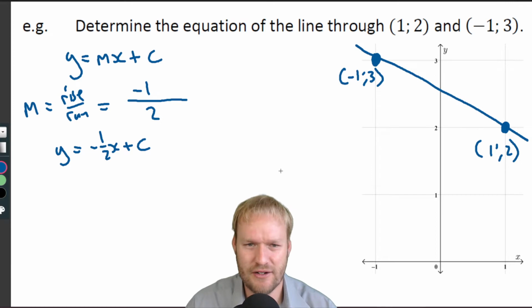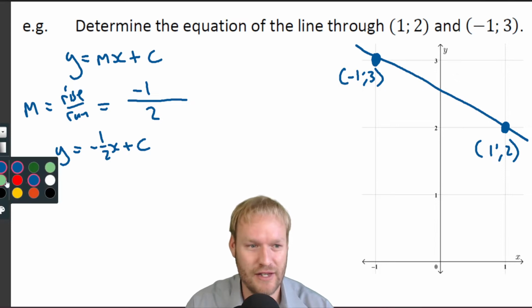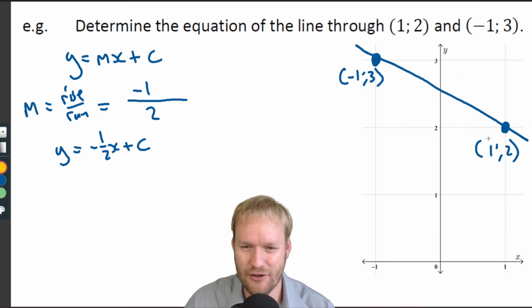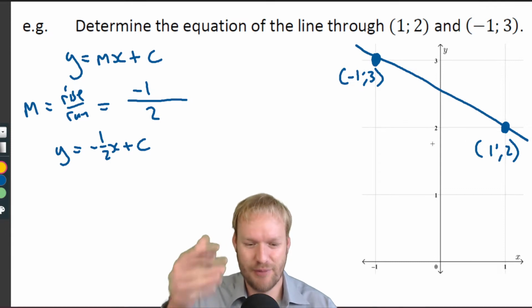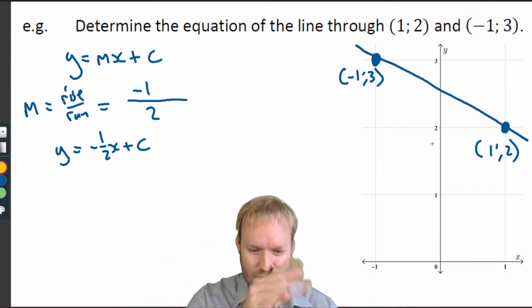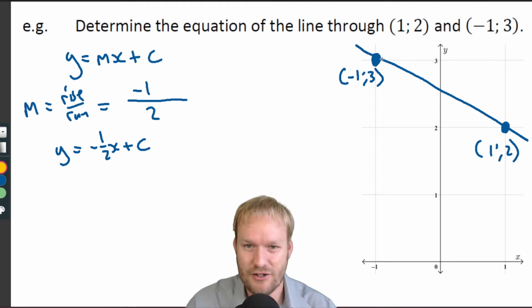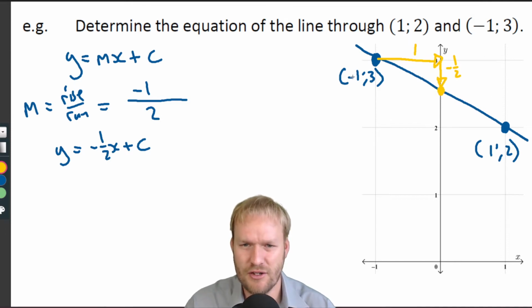Now, there are 2 options to find our y-intercept. I'm going to do a visual one on the graph first, and then look for a substitution method. If our gradient is -1/2, it means that for every 1 step across, we're going down by a half. So if we've gone from -1 to 0, we must have gone down by a half from 3, which means we must be at 2.5.